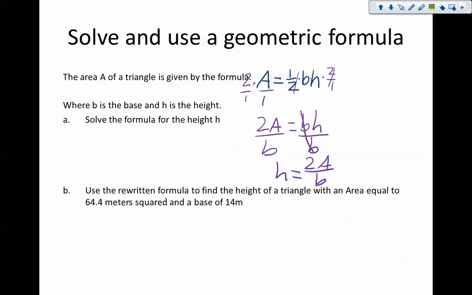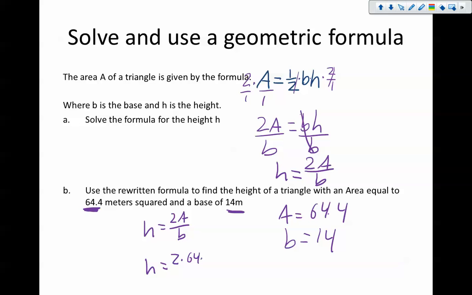Now it says to use the rewritten formula to find the height of a triangle with an area equal to 64.4 and a base of 14. So the a value is 64.4 and the b value is 14. Now we need to use these two values in our formula in order to find what the height of a triangle would be. So I'm going to plug in. My formula is h equals 2a over b. So this is really h equals 2 times 64.4 over 14.